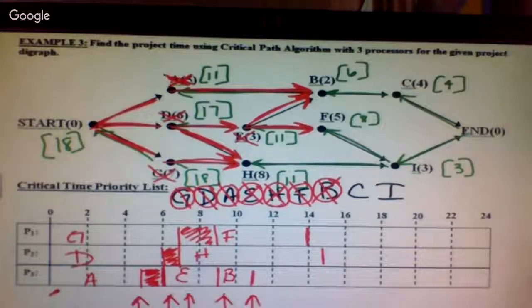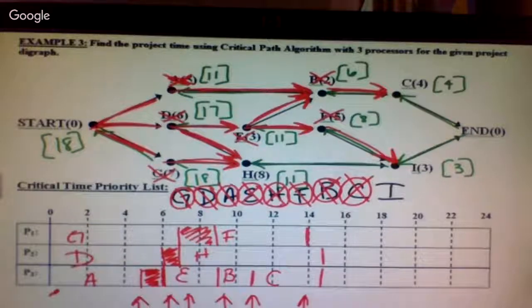I stop here at 11. So B is done. B leads into C. Is C ready though? Yes. Okay, so now we schedule C. We're at 11, takes me to 15. At 14, we're now done with F. F leads to I. Is I ready? No, I's not ready until H is done. Well, H isn't done until 15, so we're going to idle till 15.